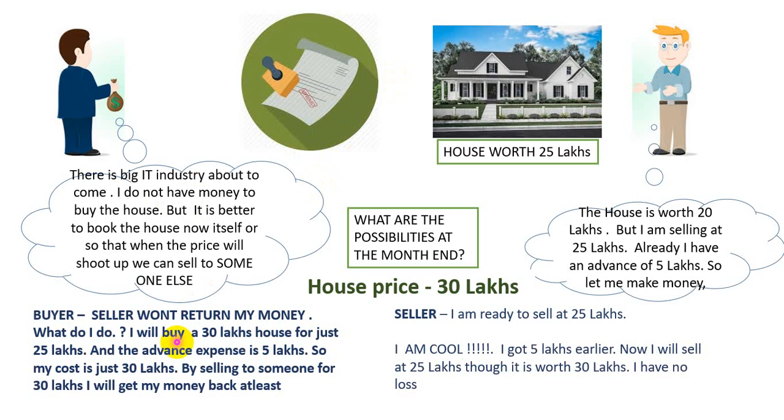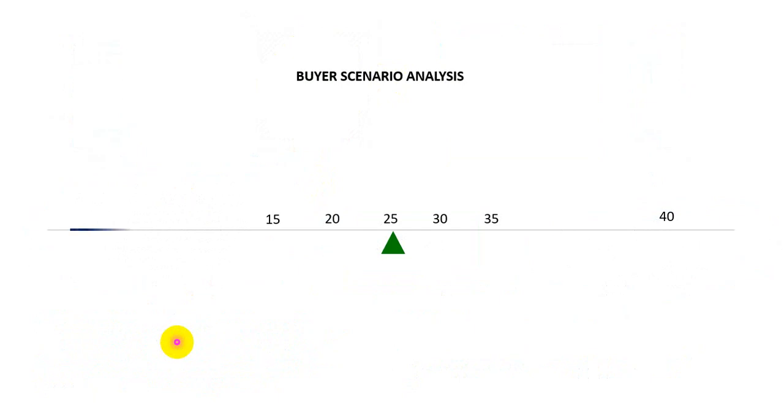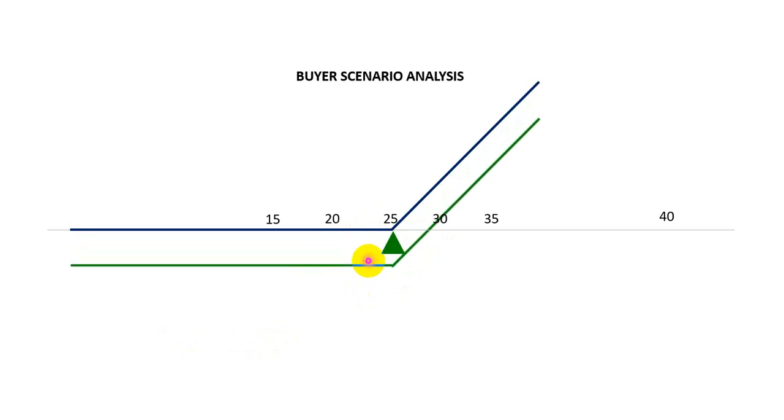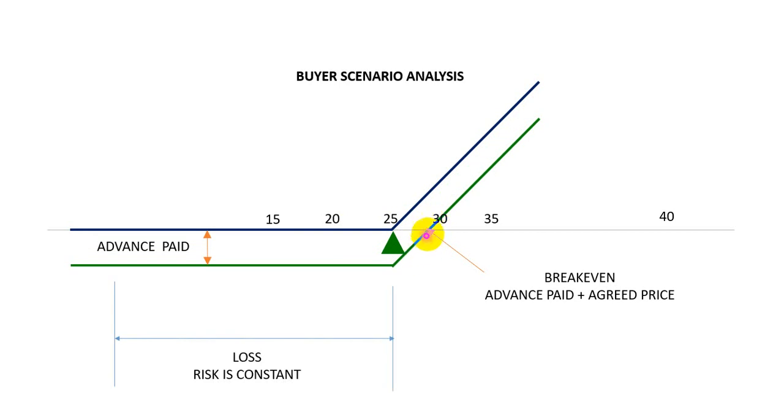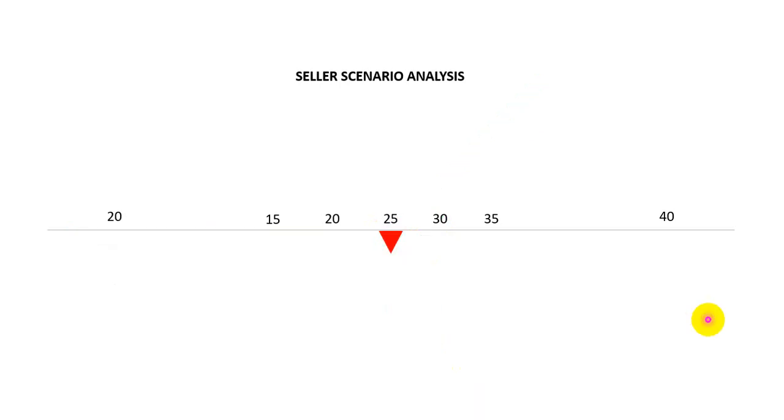Now all this information will be converted into a graph. Henceforth all understanding will be only through graph. Ideally, the moment price goes above 25, there is a chance for the buyer to get profit, whereas he has already paid an advance, because of which the 5 lakhs is the break-even. Only if it goes beyond 30, he will get real profit. So what is happening between 30 and 25? His loss is slowly reducing. After that, his profit is starting.